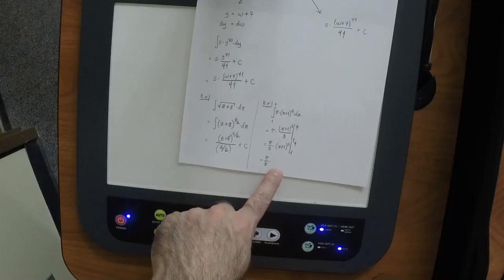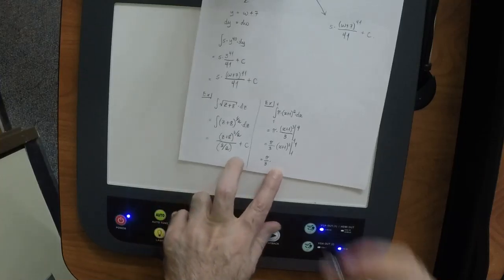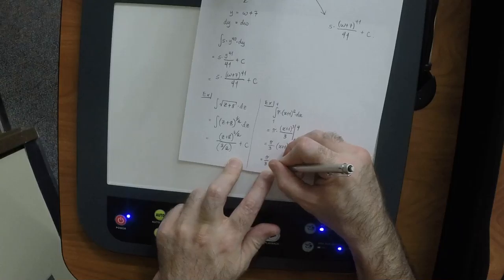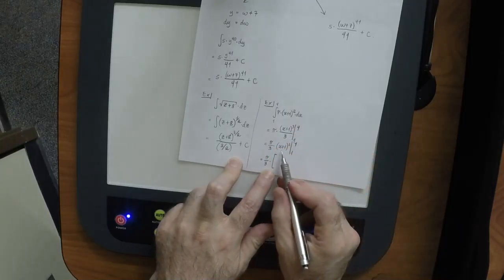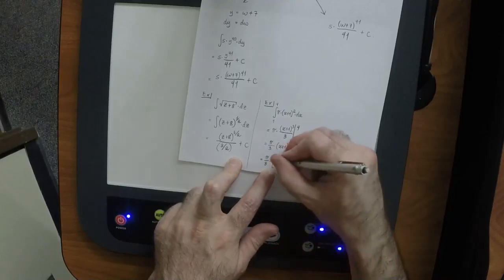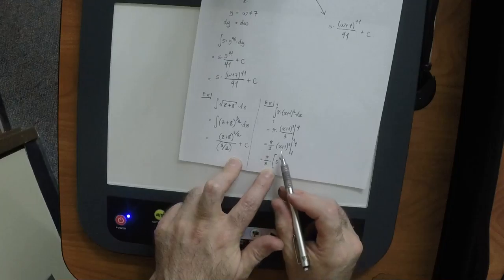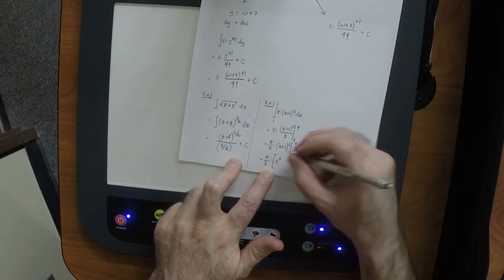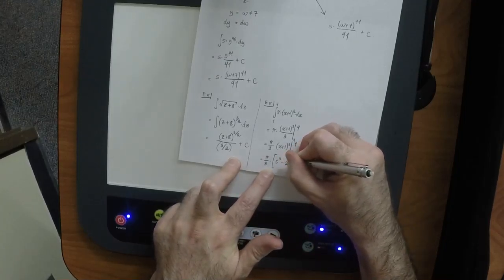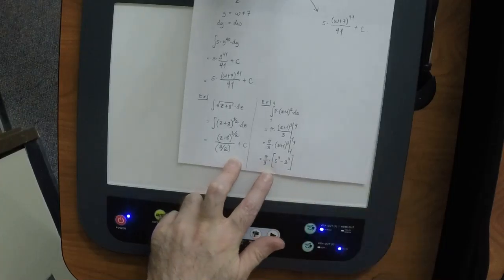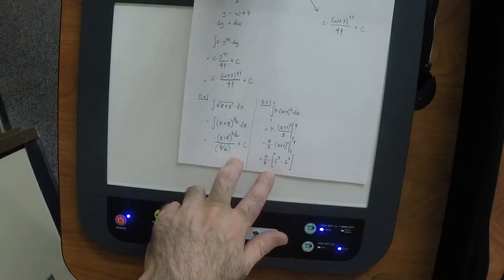Okay, and then got to plug in now. So this would be what? At 4, x plus 1 is 5, so this would be 5 cubed. And then at 1, x plus 1 is 2, so this would be minus 2 cubed. And of course, that's exactly the same answer as before.